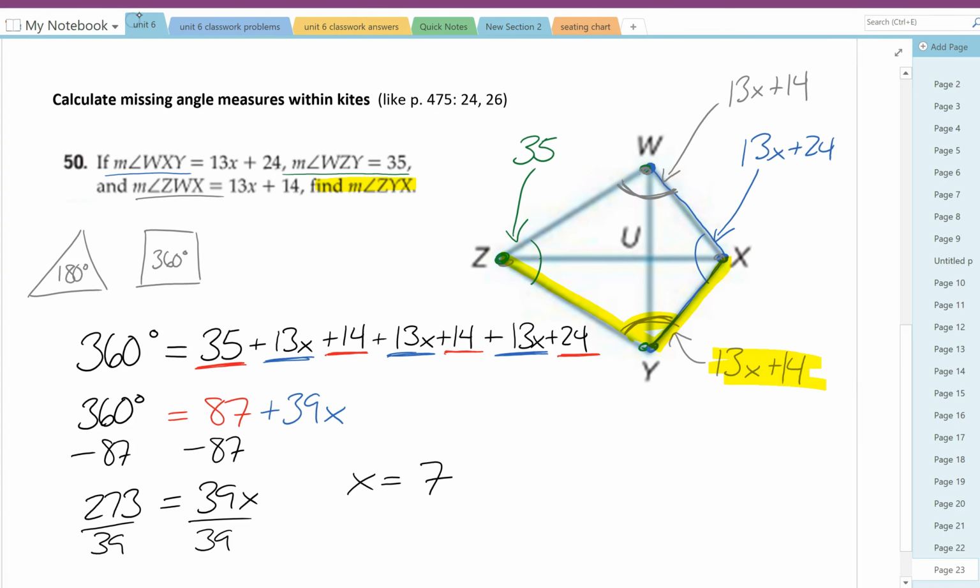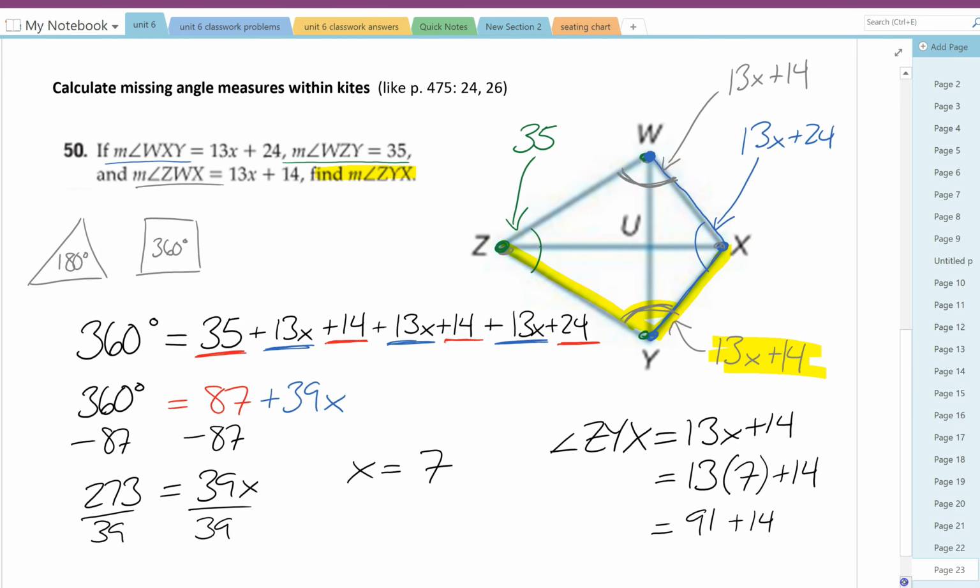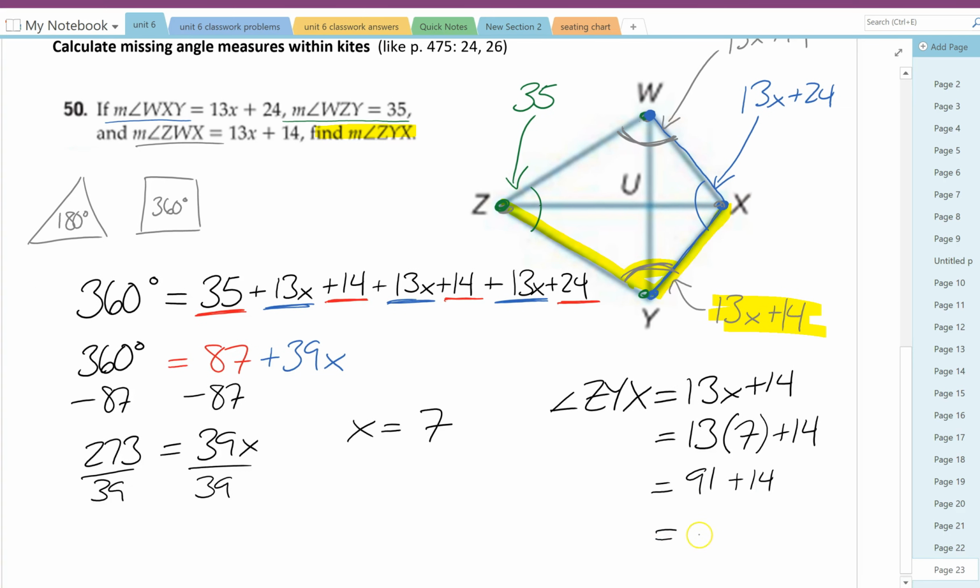So the last step here is just to use substitution. So angle ZYX is equal to 13x plus 14, which is the same thing in this problem as 13 times 7 plus 14. 13 times 7 is going to be 91. And then 91 plus 14 is going to be 105 degrees. So angle ZYX, 105 degrees.